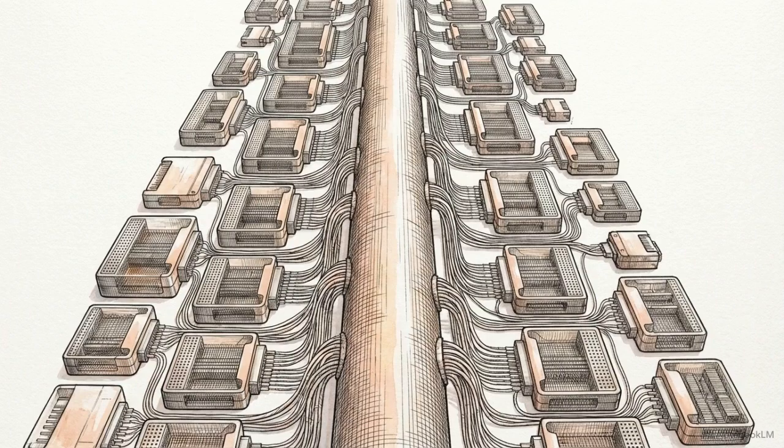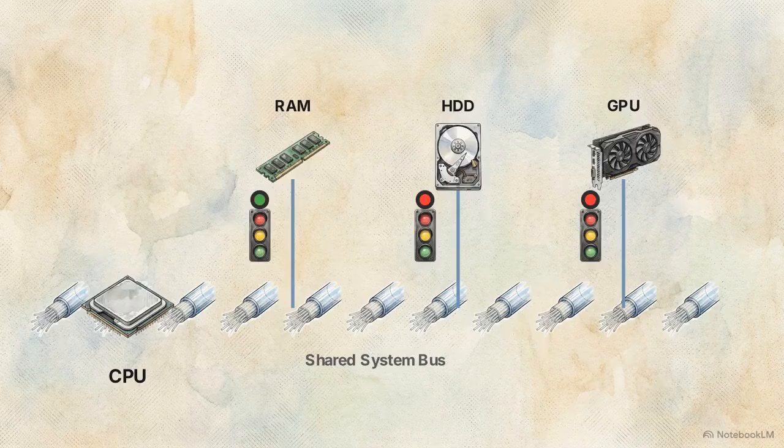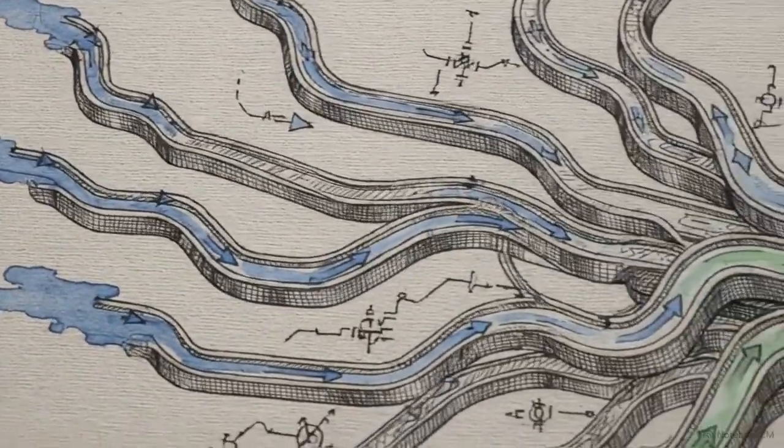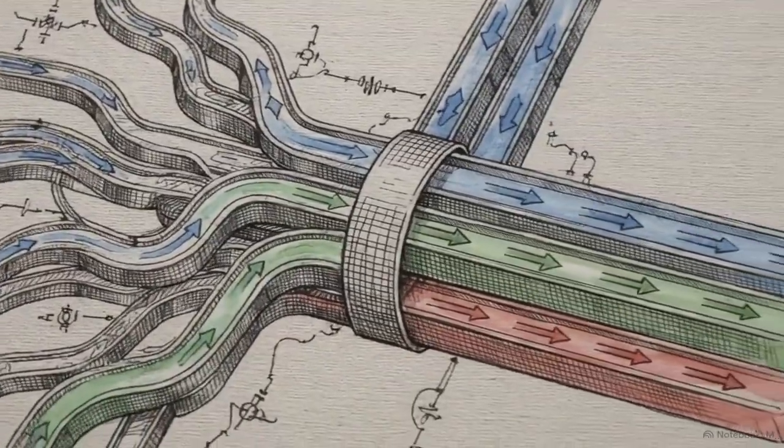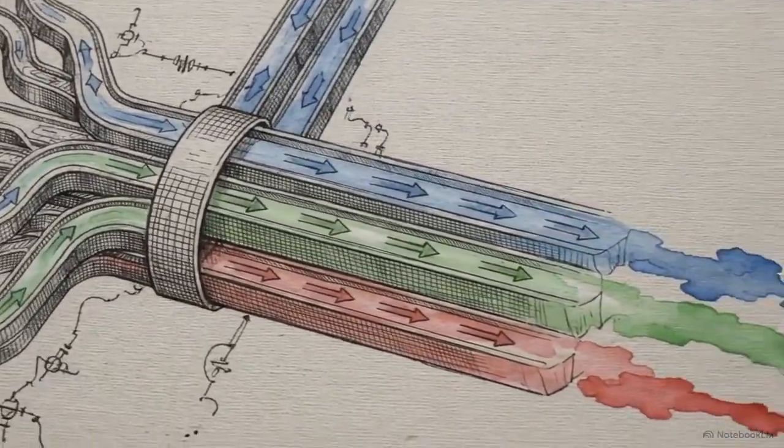But this design introduces an immediate engineering trade-off. Because the medium is shared, devices must take turns. They lose the ability to have concurrent, dedicated conversations with the CPU. The bus solves the physical space problem, but introduces a complex traffic management problem that requires strict protocols to govern who can speak and when.